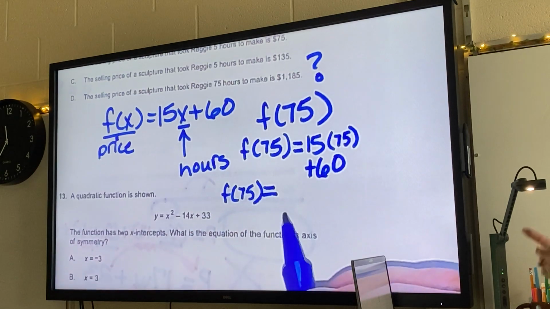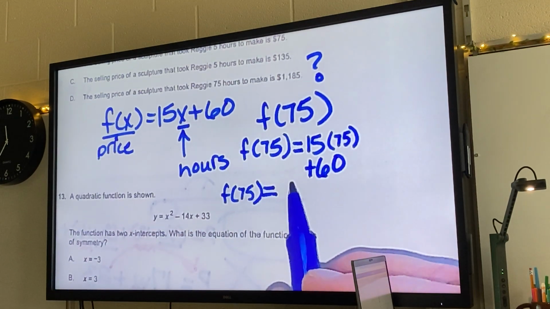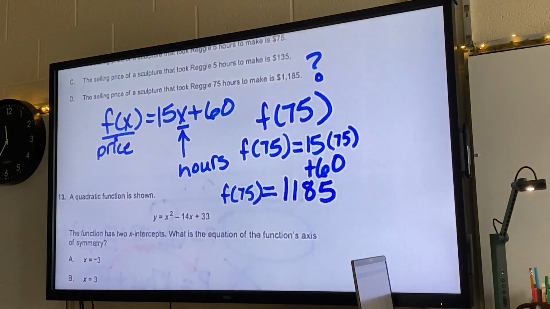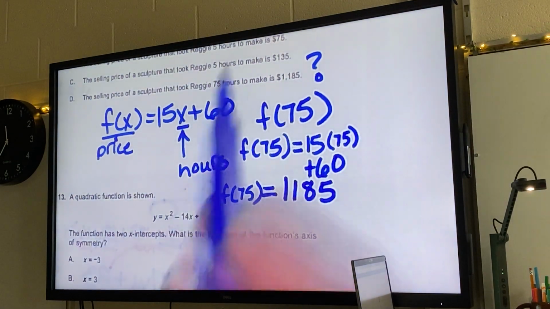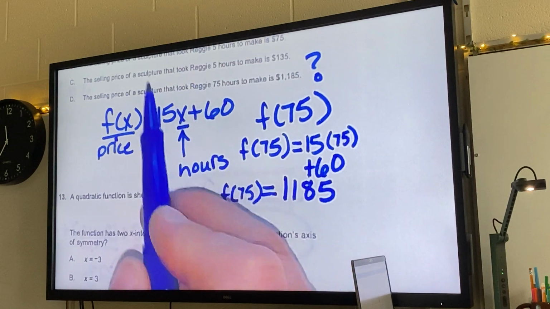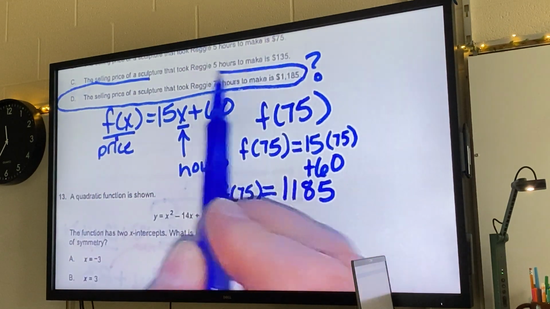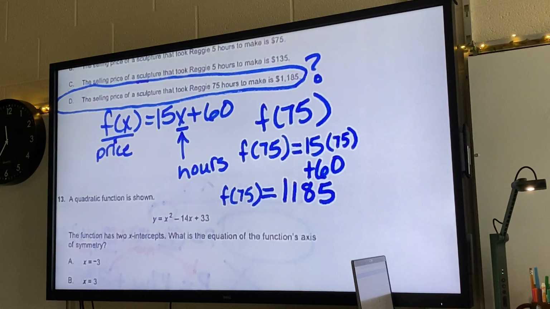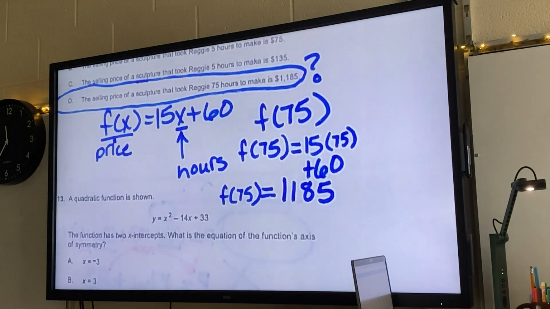All right, what'd you get? 1,185. Yeah. So, which answer choice would that be? D. It took him 75 hours to carve whatever. I'm going to say it's a bear because that's all the wood carvers I ever see. It took him 75 hours to carve it, and he's going to charge $1,185 for his sculpture. I would have said an owl. I would have liked it better if it was an owl.